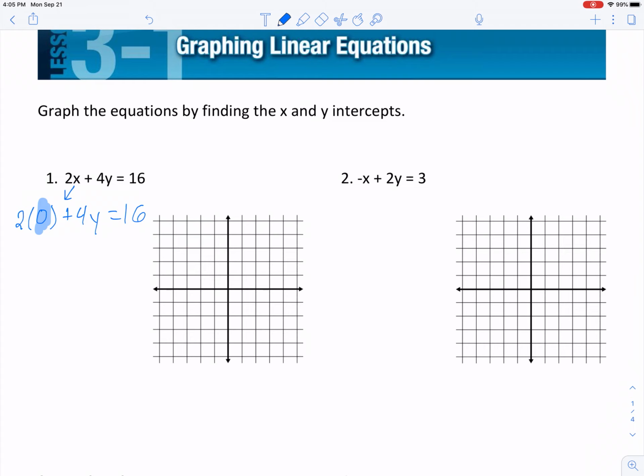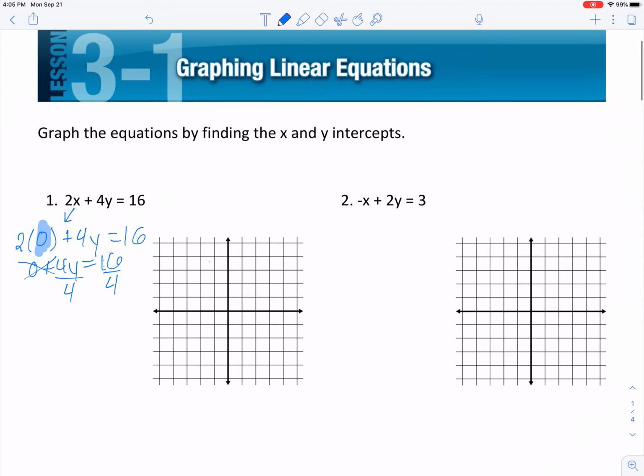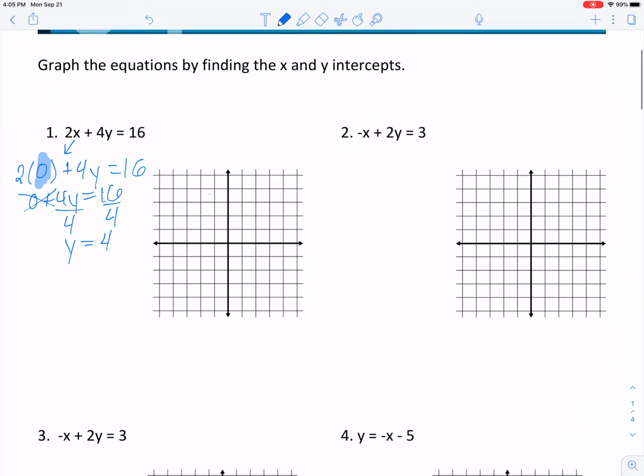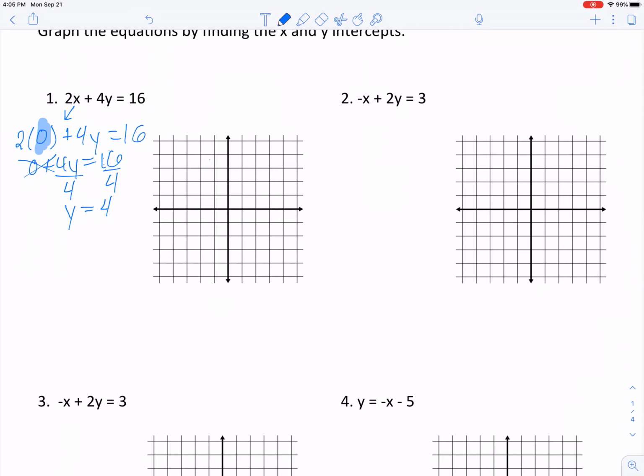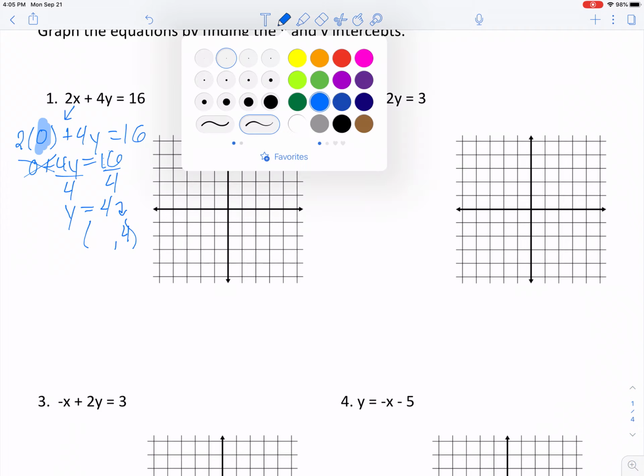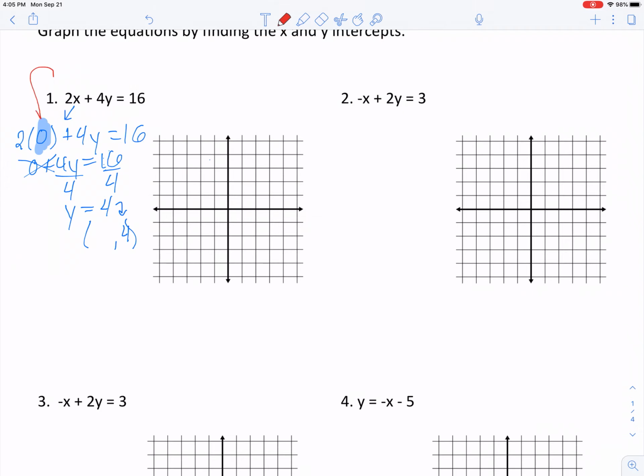So I know that 2 times anything is 0. And of course, 0 doesn't really do anything, so that just cancels there. If I divide by 4, that's going to give me y equals 4. Go ahead and write this as a point. If all points are given to me as x, y, you're saying that y equals 4, so that should be here. How do I know what x is? Well, what did you plug in for x? You plugged in a 0, so let's use 0.